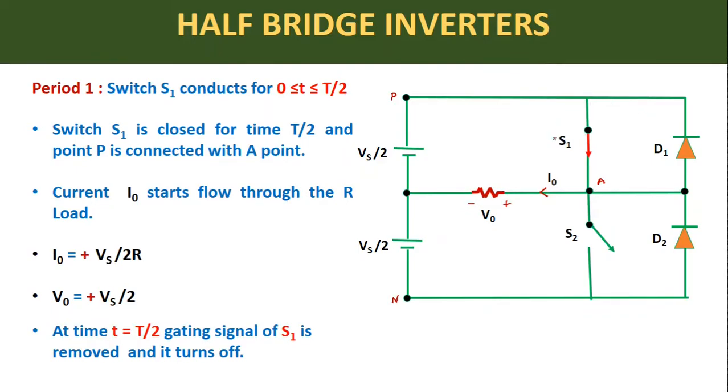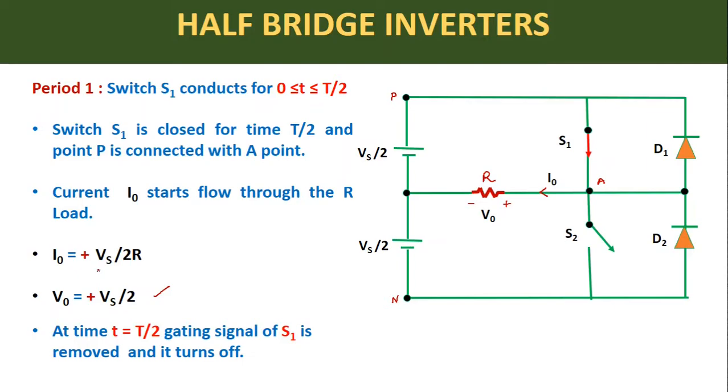So when this S1 switch goes into the on condition and acts as short circuit, this point P is connected with this point A and the load current starts flowing through this resistive load and the output voltage can be taken across this resistive load. So if we apply KVL in this loop, we will get output voltage V0 is equal to plus Vs by 2 and the current will be equal to Vs by 2R, as we are using here resistive load.